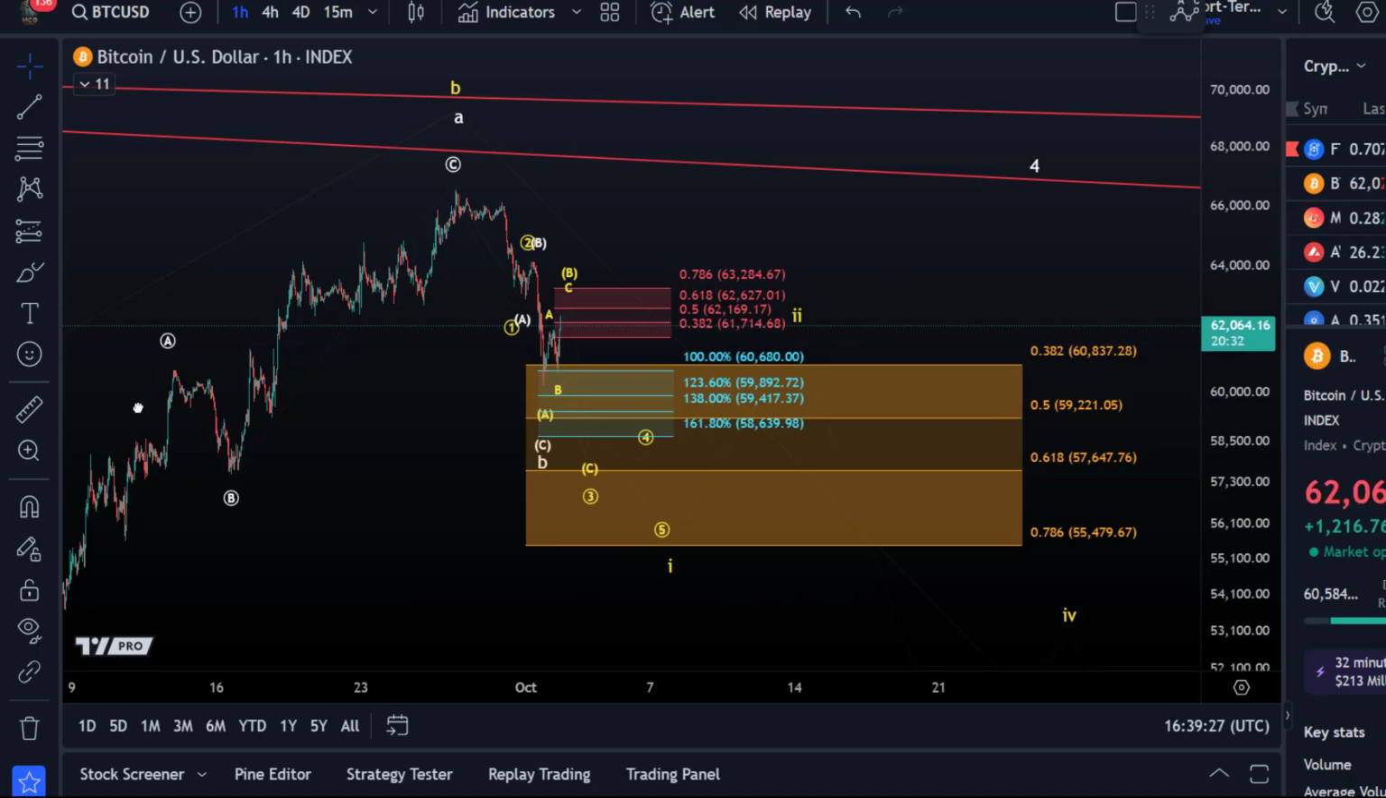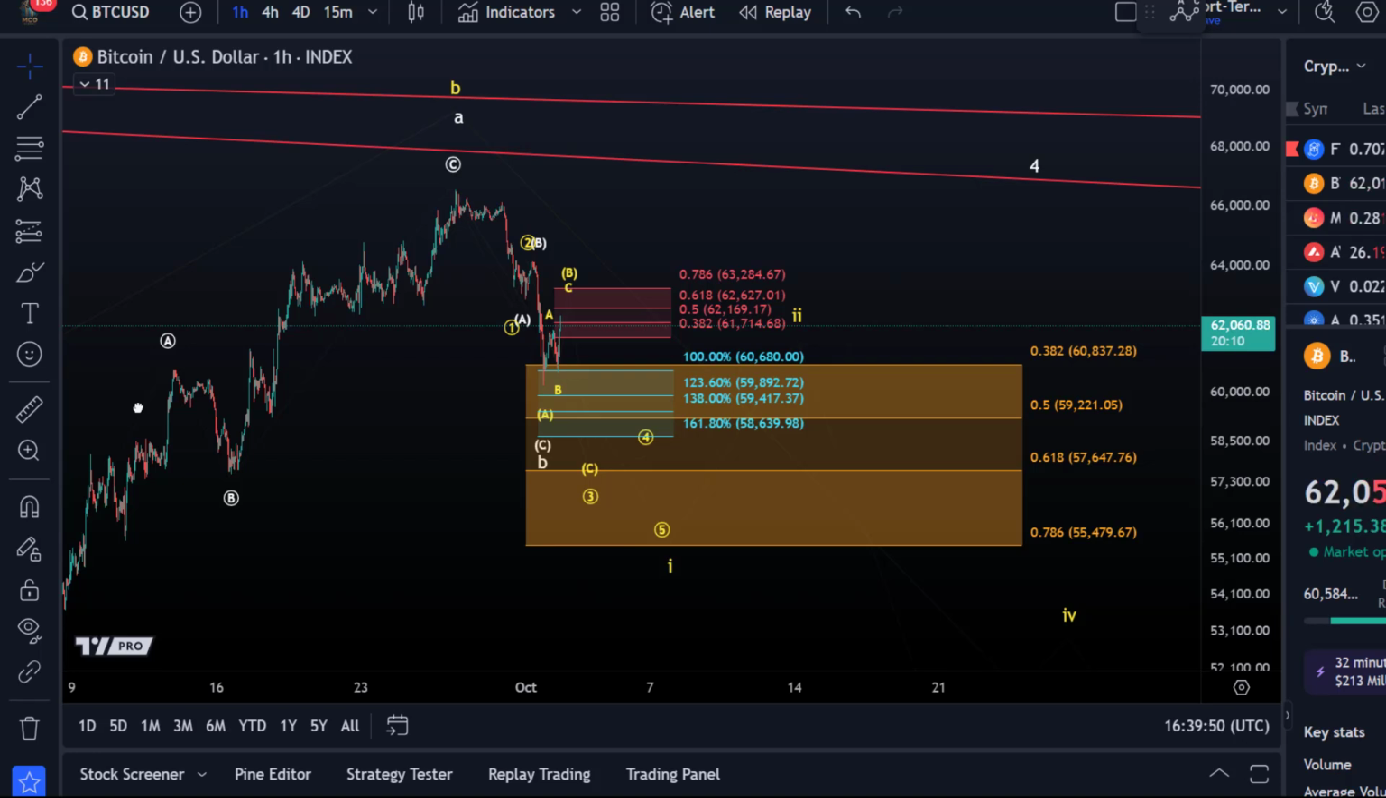Resistance is between 61,714 and 63,284. The price has now reached the resistance area. In fact, the price has now reached a 50% retracement at 62,170. It respects resistance at the moment. We haven't broken above it. Therefore, nothing has really changed in terms of resistance.